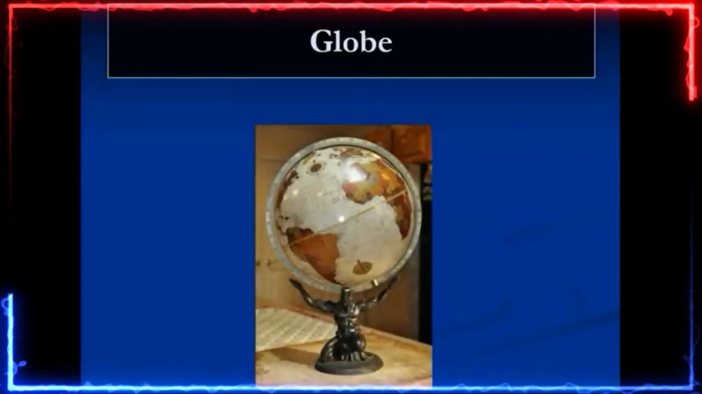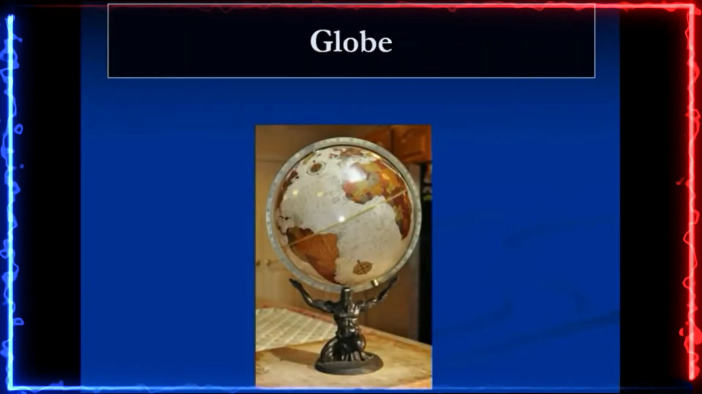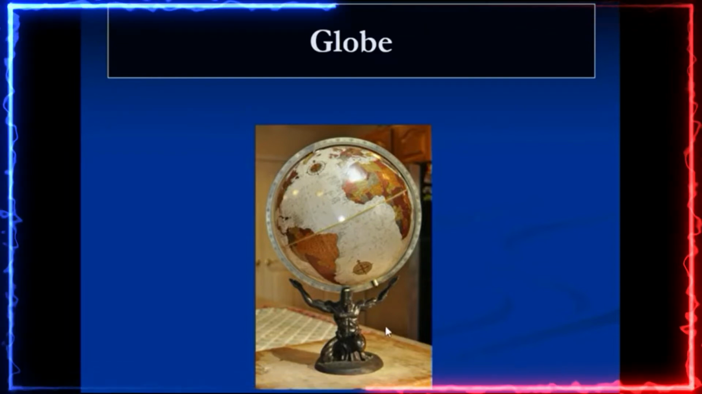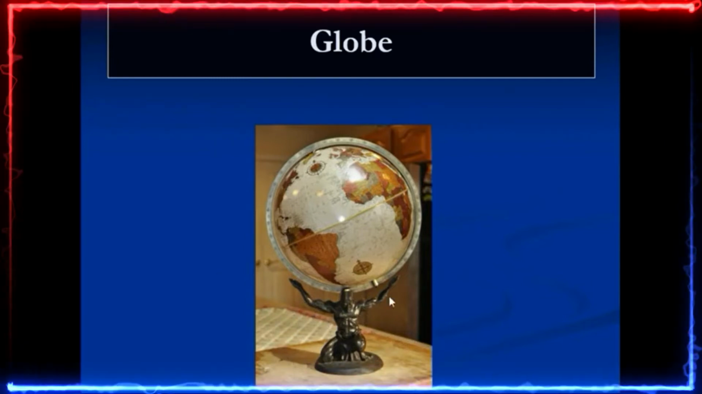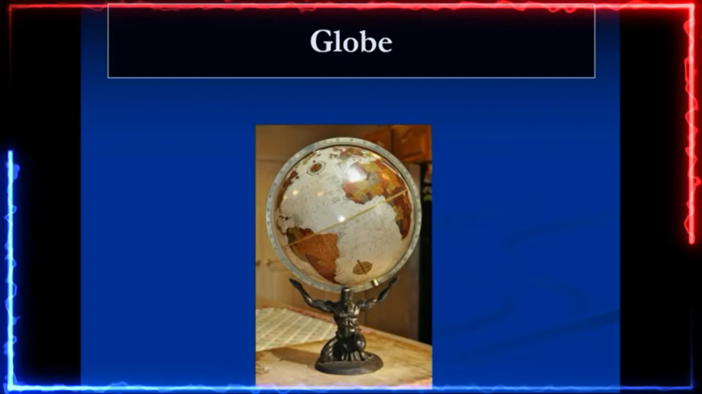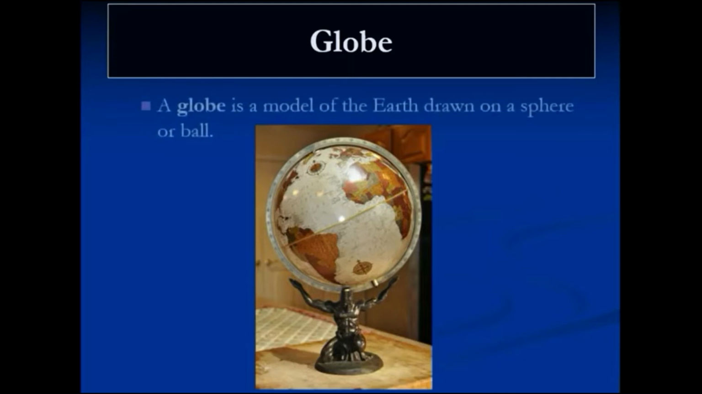The next one is globe. You've all seen a globe before. They come in different sizes, and they have different kinds of interesting decorations, but they're always in the shape of a sphere or a ball. And a globe, very simply, is a model of the Earth drawn on a sphere or a ball.